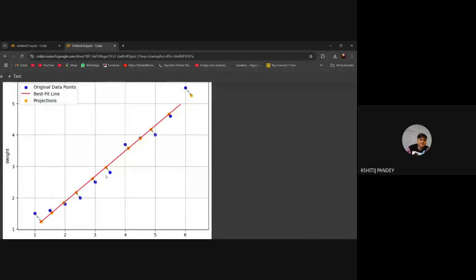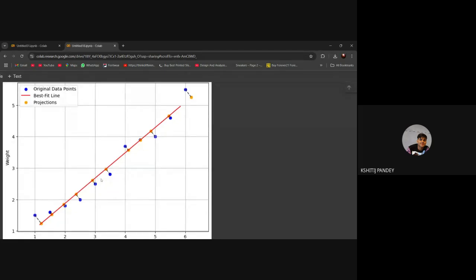So the blue points are our data points. We have calculated the best fit line, and these dotted lines are error vectors. So now to capture the information we lose in the error vector, we can do one thing. We can treat these error vectors as a new set of data points, and we can run this algorithm again on those points.